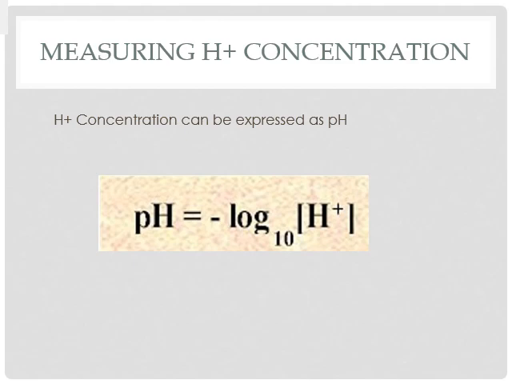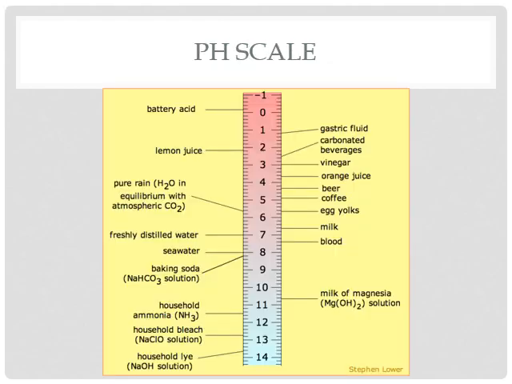If we do that, we're going to get some nice numbers, some numbers between 0 and usually about 14 that work really well. Up at the top of the scale, up near 0, you see battery acid, gastric fluid, so stomach acid. These are very, very acidic substances. So they have a very low value on the pH scale. If you have a large amount of acid, you have a low pH value. If you have a little bit of acid, you have a high pH value. So lemon juice is about 100 times less hydrogen in it than battery acid.